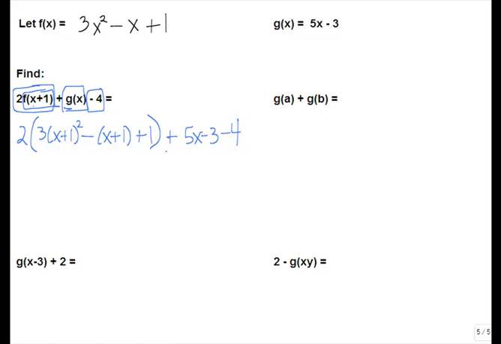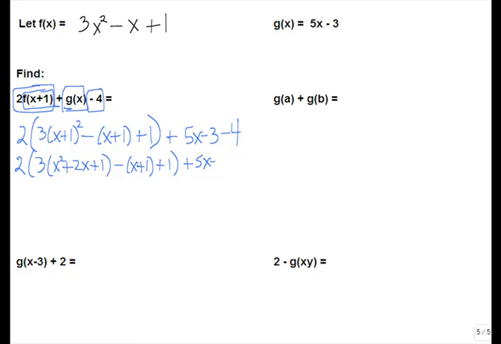So thinking in terms of order of operations, we want to start inside the parentheses first, and then within those parentheses we want to do the exponent first. So we need to square out x plus 1. Remember, when you square x plus 1, that means FOIL. So we're going to get, let me recopy my 2 and my 3. When I square out x plus 1, we get x squared, we get a middle term of 2x, and we get that plus 1 on the end. Then I have my minus x plus 1 and my other plus 1.